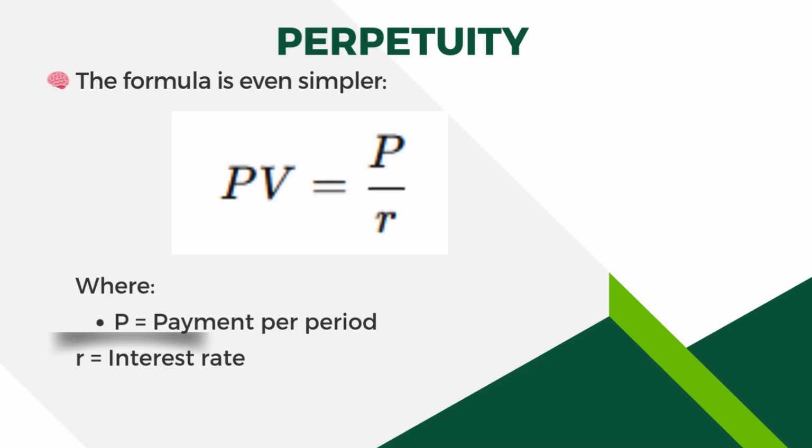Now let's talk about something that never ends, a perpetuity. This means you receive the same payment forever. Yes, forever. It sounds magical, right? But it exists in real life, especially in things like trust funds, endowments, or government bonds. The formula is even simpler. PV equals P divided by R, where P equals payment per period, R equals interest rate.